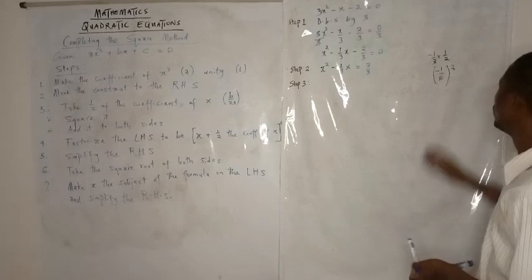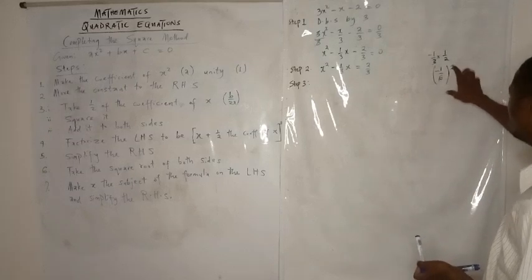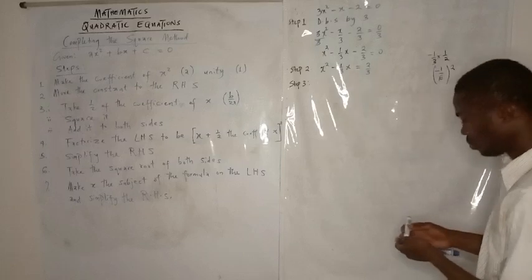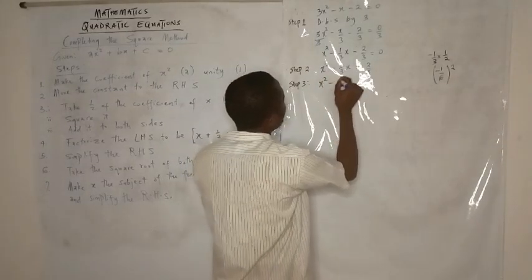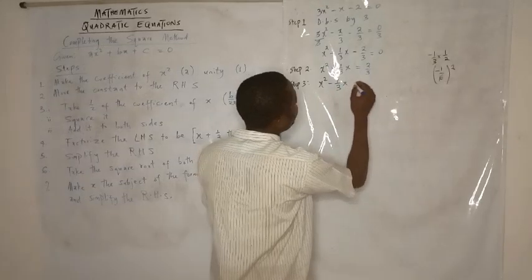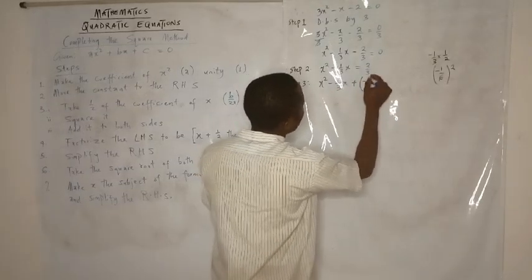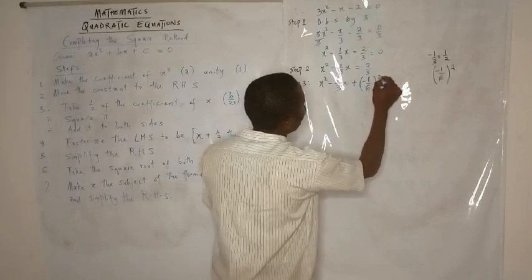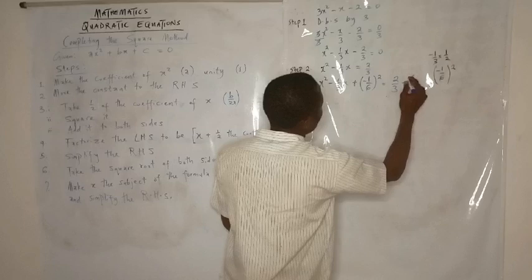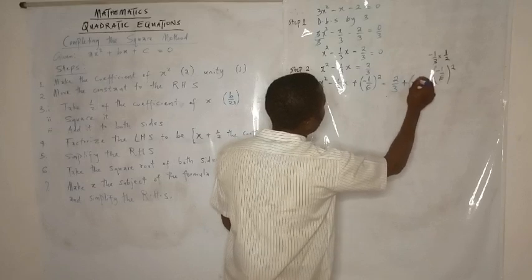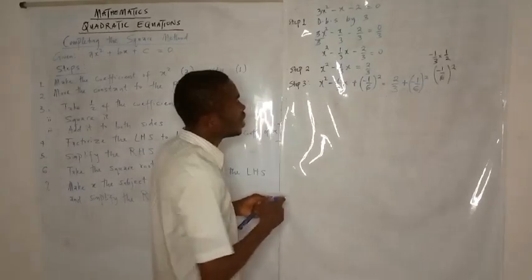So how do we do that? So this is what we have. This is half the coefficient of x. This is the square. So this is what we are going to add to both sides. So we have something like this. X squared minus 1 over 3x plus, remember that we are adding to both sides, plus, open bracket, minus 1 over 6 all squared is equal to 2 over 3 plus, open bracket, minus 1 over 6 all squared. So that's what we have.